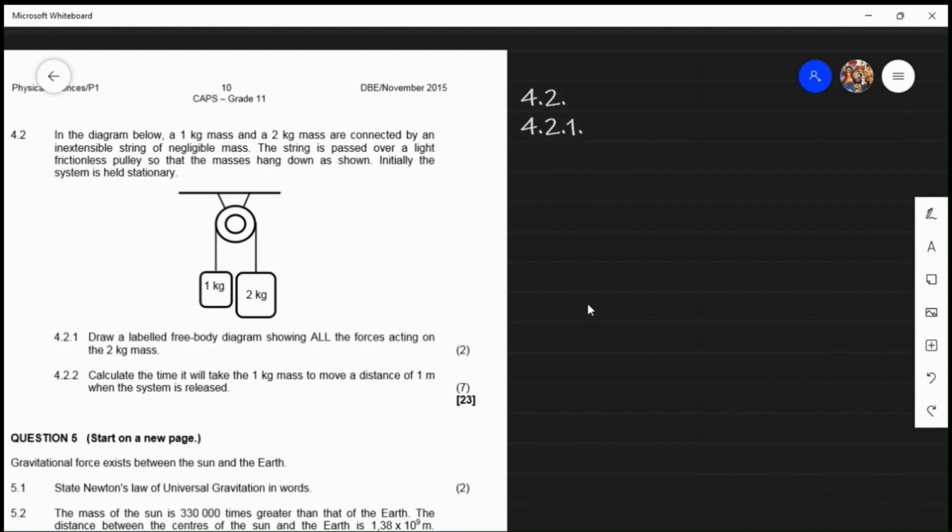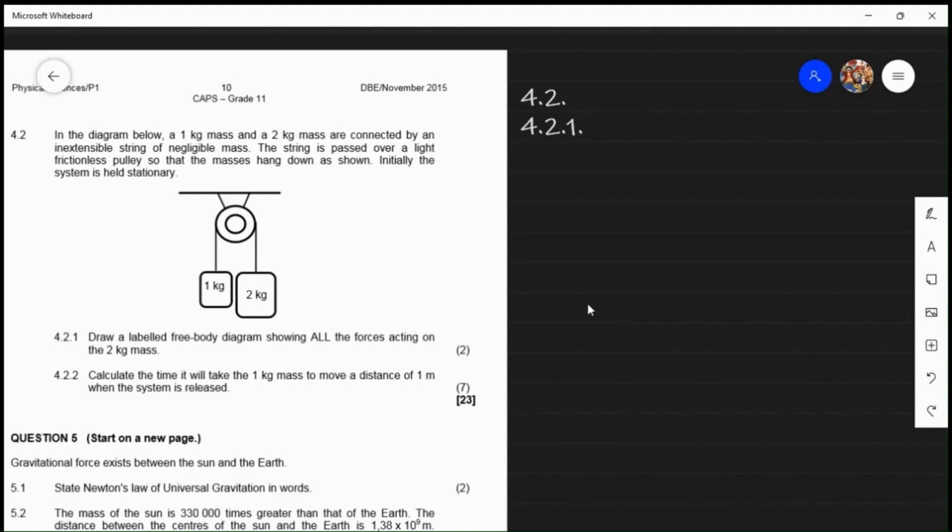Our next question is 4.2. In the diagram below, a 1 kg mass and a 2 kg mass are connected by an inextensible string of negligible mass, which means that because there is a string, we are going to have tensional force in both objects. The string is passed over a light frictionless pulley so that the masses hang down as shown. Initially, the system is held at rest.